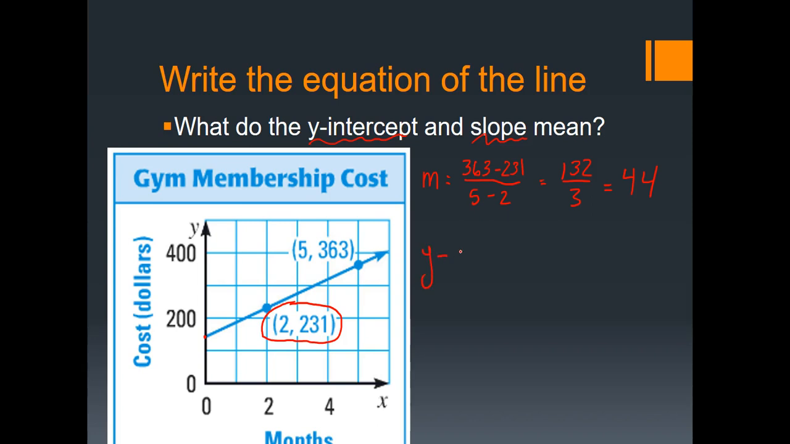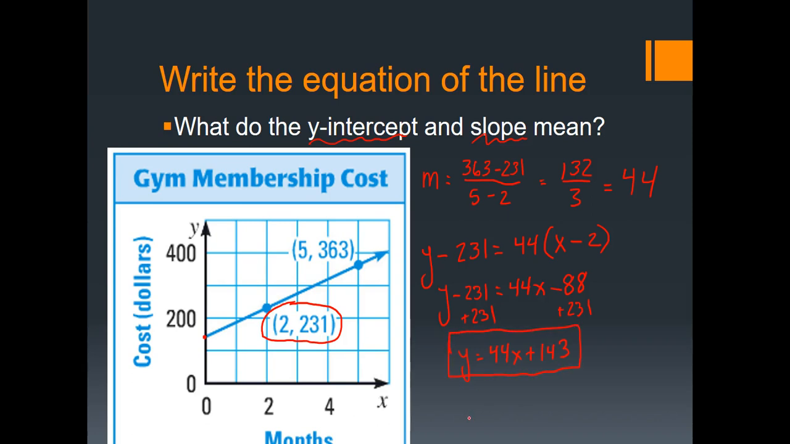So we have y minus y value of 231 equals the slope 44 times x minus the x value of 2. So y minus 231 equals 44x minus 88. Add the 231 over, and we get 143. So that's why, again, it would have been bad to estimate because we would have probably never guessed that it was 143. So that's the equation of my line.